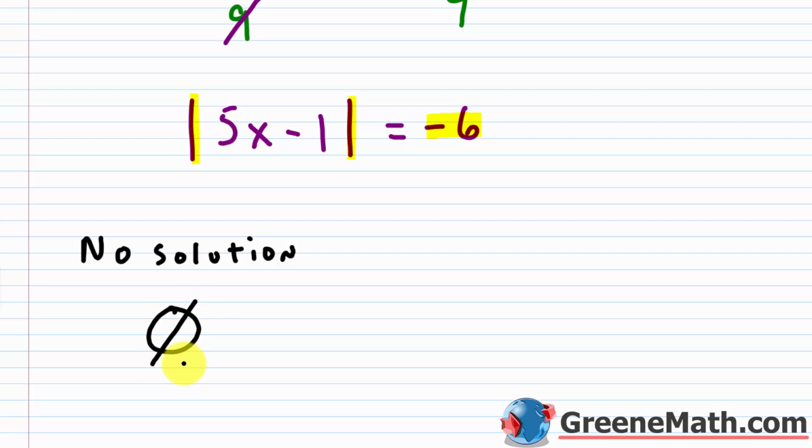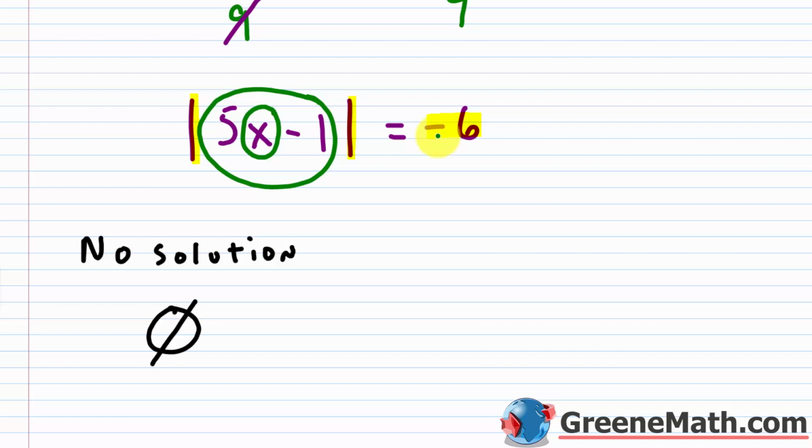So again, I just want to emphasize here why there's no solution. There's no value I can plug in for x there, multiply by 5, and then subtract away 1, and then take the absolute value of it and get -6. Doesn't matter what this value is. Once I take the absolute value, it's either going to be 0 or positive. Okay, so it can never, ever, ever be -6. So that's why there's no solution.